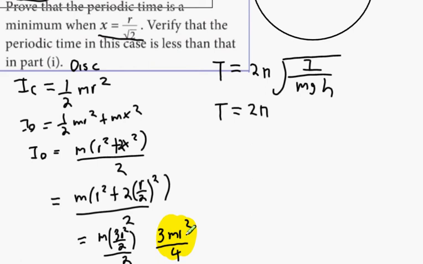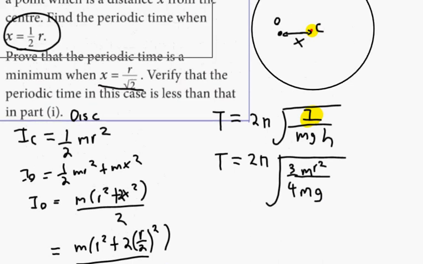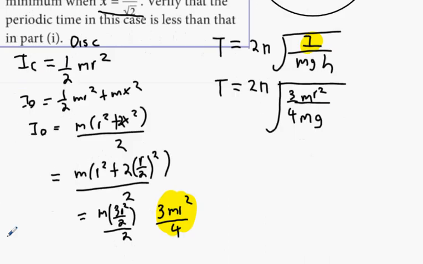Still not doing the differentiation question just yet. So then what we get is 3 over 4 mr squared. What's the m value? M is m, g is g. What's the h value? The h value refers to the distance of your axis to the center of gravity, usually defined as x, but we're told that x is a half r. So replace h with a half r.